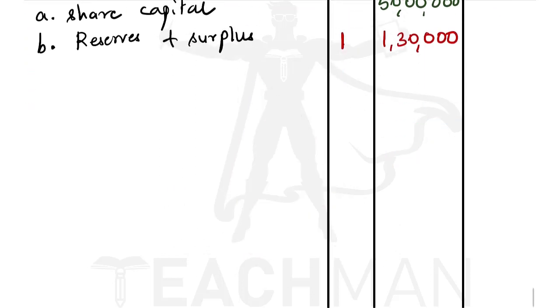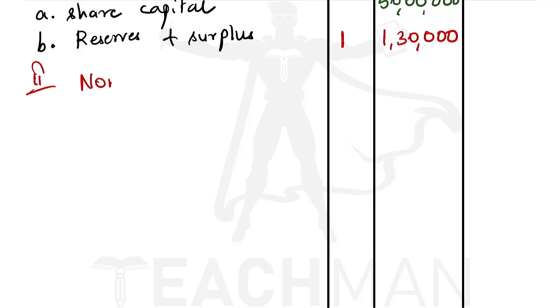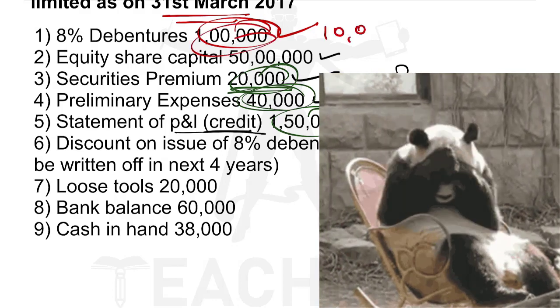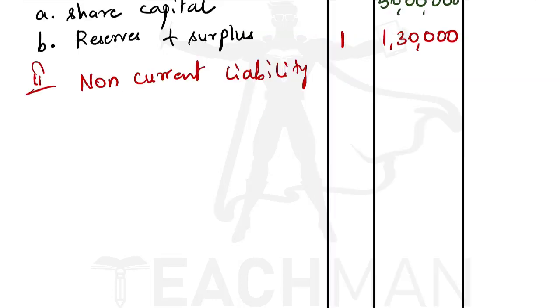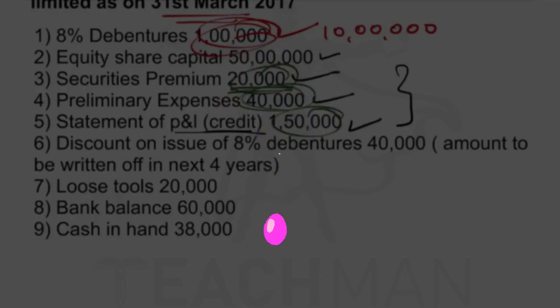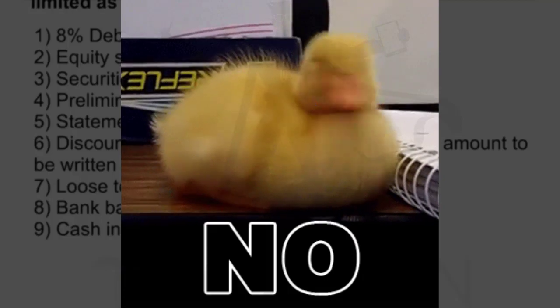Then the second head is non-current liability or long-term liabilities. So in the question, long-term liability is only one, that is debenture. The debenture value is 10 lakh. That is long-term borrowings. Debenture comes under the head long-term borrowings. So 10 lakh rupees. Then any other liability is left? No other liability is left.